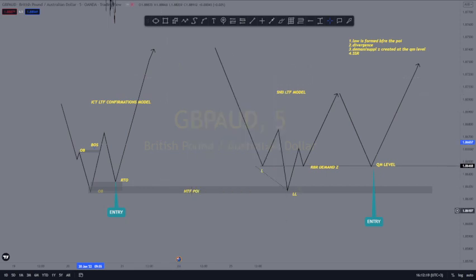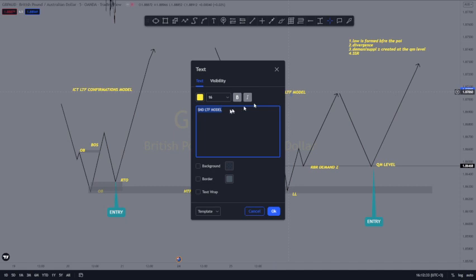The S&D model has more confidence, so I prefer that. But I've told you guys, be flexible. Use whatever is on the screen, whatever price is given. Don't be left behind by a setup because you're an S&D trader and there's an ICT setup that presented.